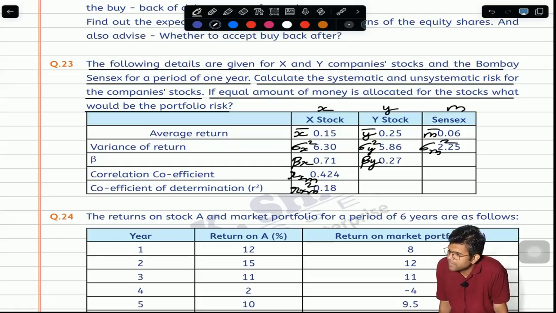Students, whenever there are these terms called systematic, unsystematic and all, there is no Markowitz. You're understanding, no? The hint is, it is Sharpe.